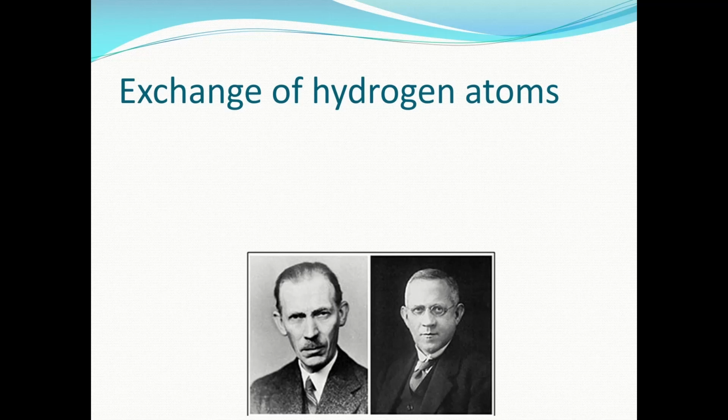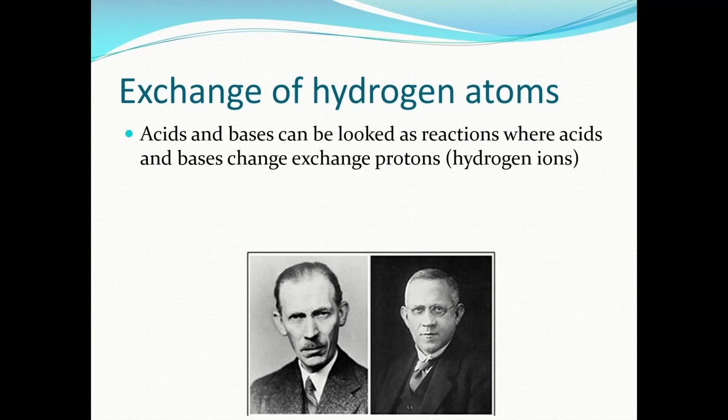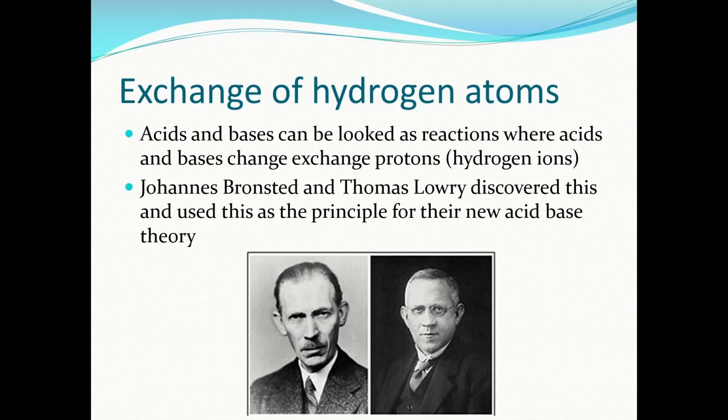Okay, so this last thing here. Everything that I talked about before this was just sort of an introduction to acids and bases. These are the acids and bases that we're going to use, but you need to know that first stuff before we can do this. Acids and bases can be looked at as reactions where acids and bases exchange protons. Whenever I say protons, I mean hydrogen ions. Johannes Bronsted and Thomas Lowry discovered and used this principle for their new acid-base theory.